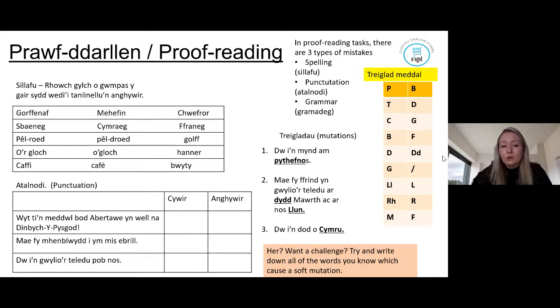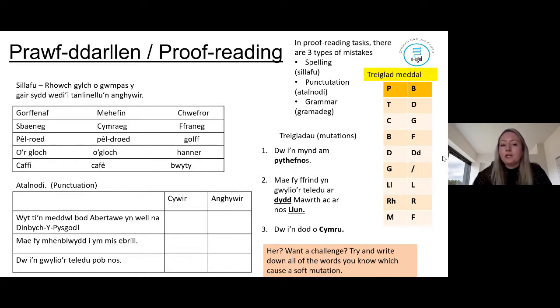The fourth one, or gloch, the first one is correct. It's the middle one that is wrong. It's missing that apostrophe R. Or gloch. Okay. O clock and hanner is half. And the last one, caffi is correct, the first one. Look at the middle word. It's not been spelt in the Welsh way, so that would make it incorrect. Okay, and bwyty is another word for a restaurant, tea bwyta.